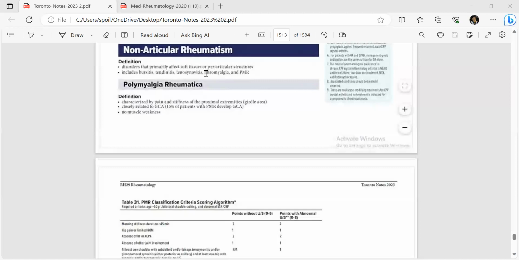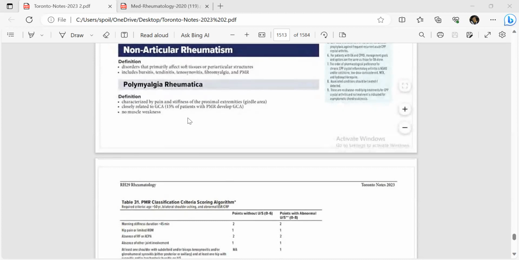They are affecting the soft tissues and the periarticular structures. And these soft tissue conditions are bursitis, tendinitis, tenosynovitis, fibromyalgia, and PMR, polymyalgia rheumatica.